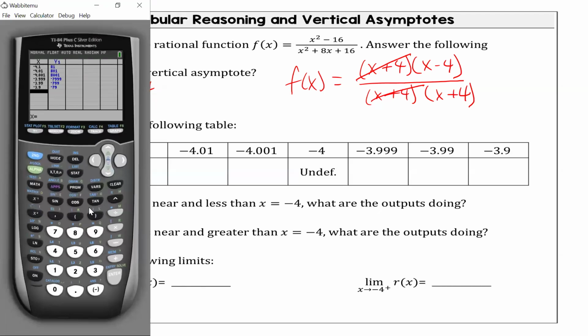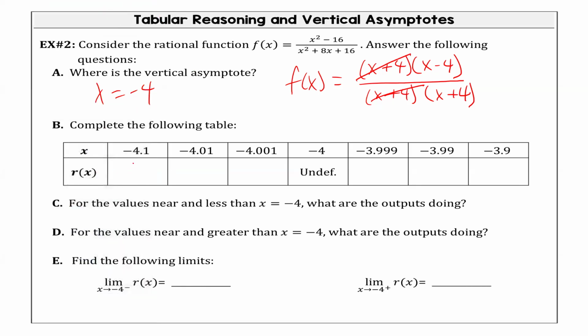Okay, so now I have all the values that I need to fill in and make an analysis about this table. So I'm going to write down what we got. So we had 81, 801, 8001. Then we had negative, what was it? Negative 799, negative 79.